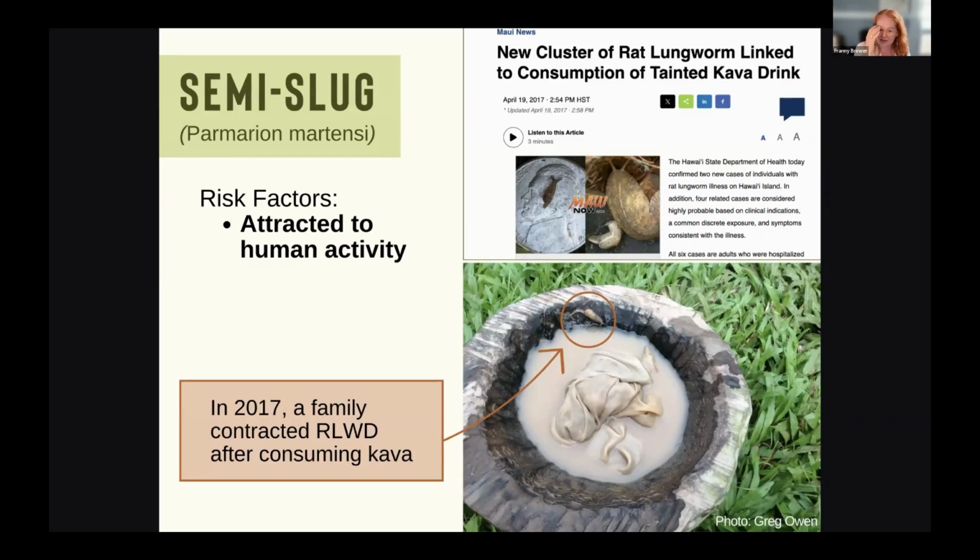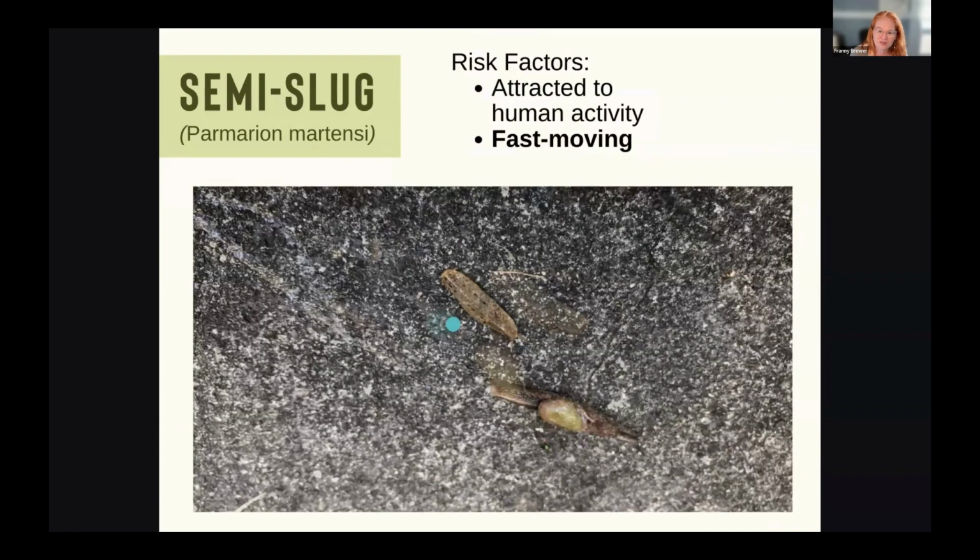And in 2017, there was a family that contracted rat lungworm after these slugs drowned in some kava that was being prepared in the backyard. That's something that obviously people didn't expect to happen, but these guys were attracted. Why were they attracted to kava? It doesn't seem like something slugs would be into, but these guys are attracted to human activity. So that's one risk factor.